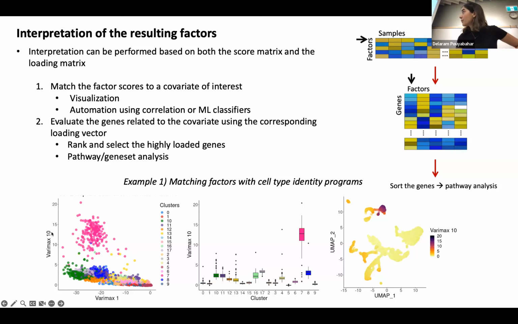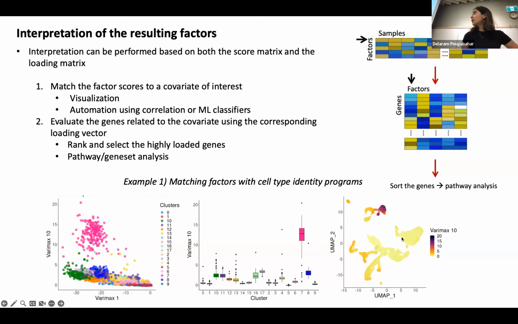For example, I'm showing Varimax number 10 here and Varimax number 1, and this is the rat data, by the way. I'm coloring each of these dots or cells based on which cluster they're coming from, and each cluster represents a cell type. You can represent the same information using box plots. So we have clusters on the x-axis and the Varimax 10 scores. And again, these scores are coming from the score matrix that relates samples and factors. You can see that cluster number 7, this pink population, is associated with this Varimax 10.